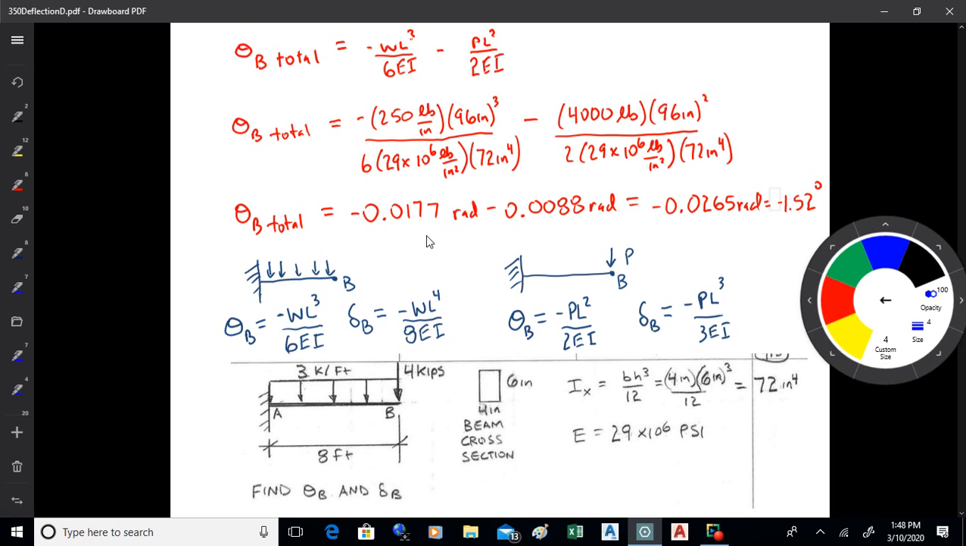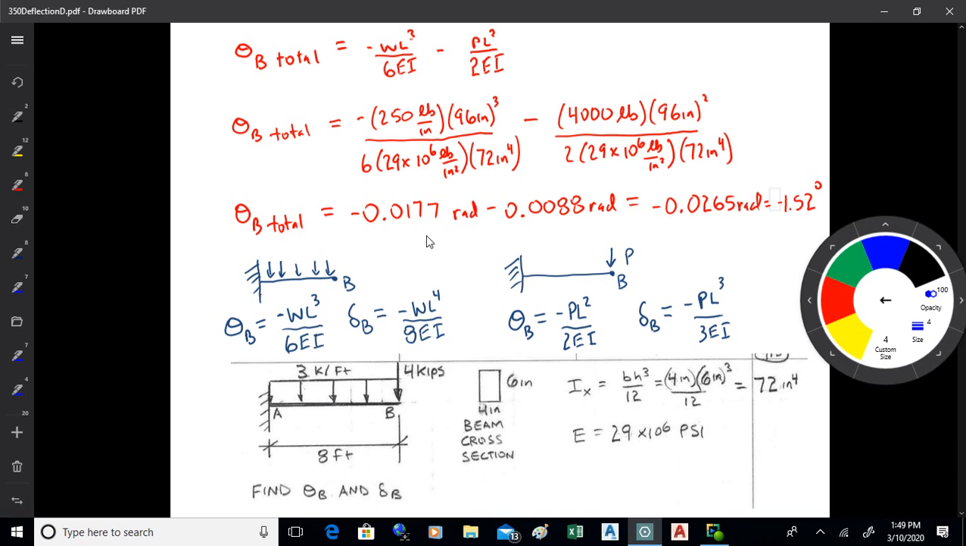So minus 250 pounds per inch, that's W, times the 96-inch length cubed over 6, divided by E, which is 29 times 10 to the 6, and I, which is 72. And then I just subtract off the slope for the load at the end, which is minus 4,000 pounds times 96 inches squared, divided by 2, divided by E, divided by I. And when I add them together, I get negative 0.0265 radians, which is negative 1.52 degrees. Okay.